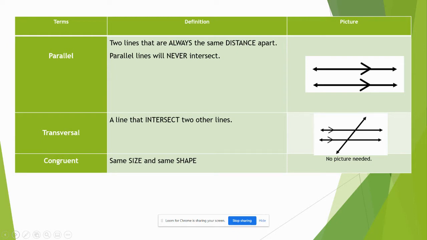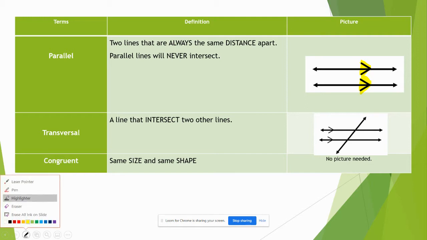It's two lines that are always the same distance apart, and parallel lines will never intersect. So there's an example of parallel lines. It's not that I didn't think you knew what parallel was. The part I wanted to point out to you was this right here. This triangle or arrowhead shows you that it means parallel. And sometimes it's a full-on triangle.